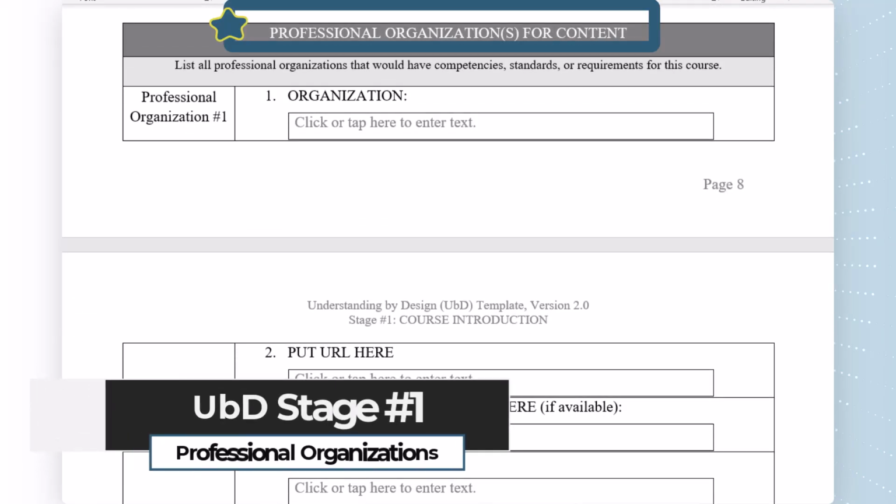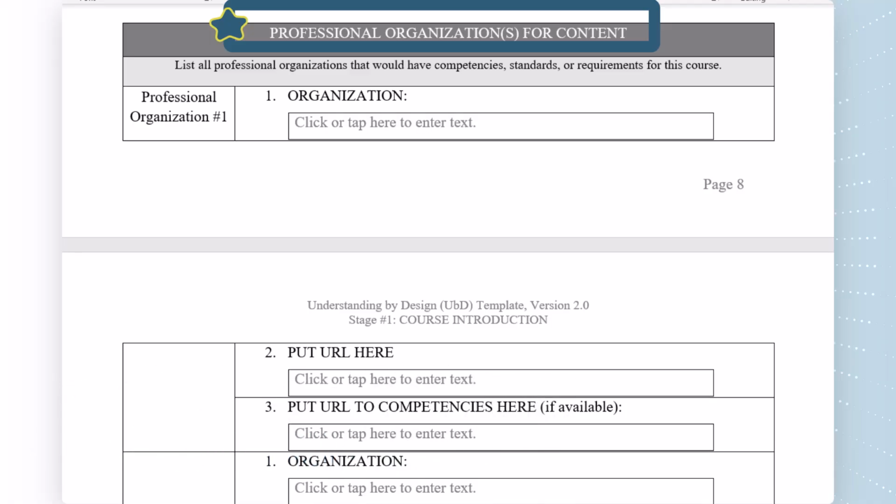The next section is the professional organizations for content. Most professional organizations have created competencies or standards that students need to master in their field. These professional organizations can include kindergarten through 12th grade education, higher education, or they can include the corporate world organizations.